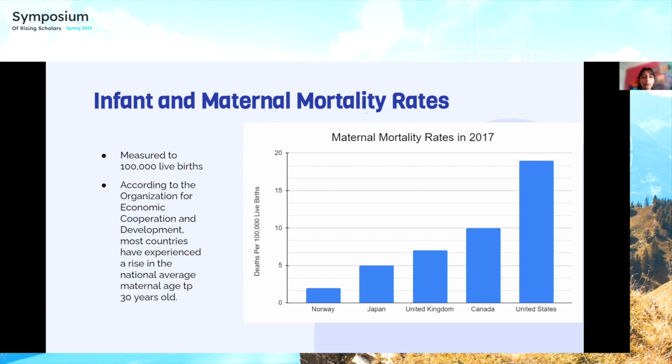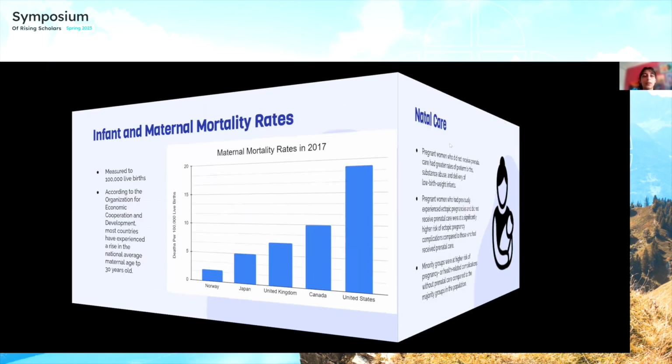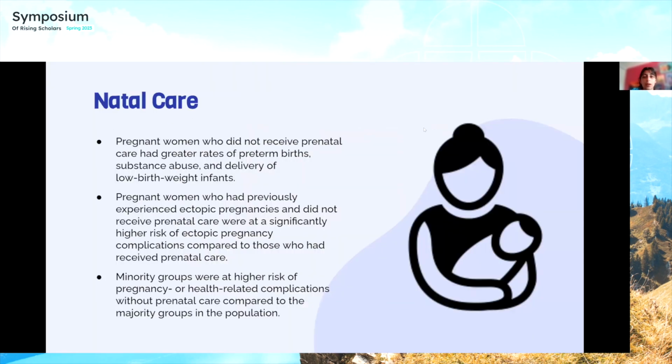A point that appeared during my research was maybe it's because mothers are older or younger in certain countries. However, the average maternal age across the board for all these five countries is 30 years old. So that was a factor that was ruled out, just because as mothers get older, it does become harder to have children.